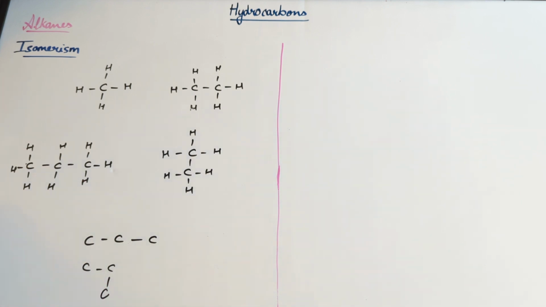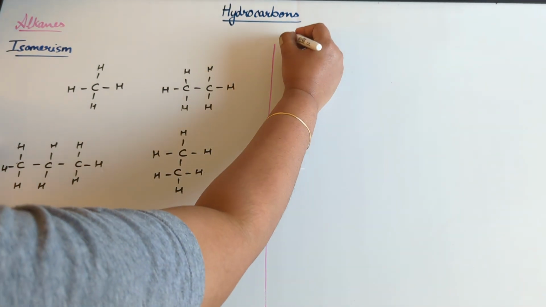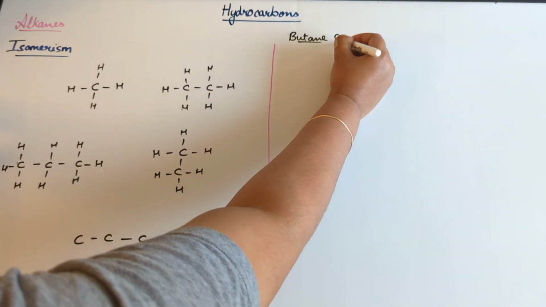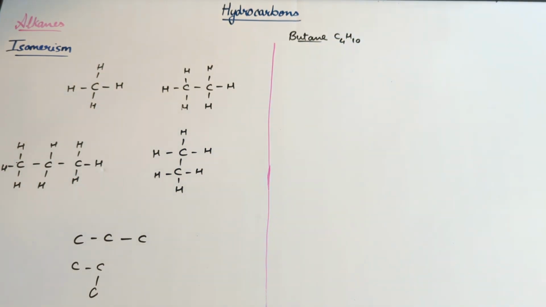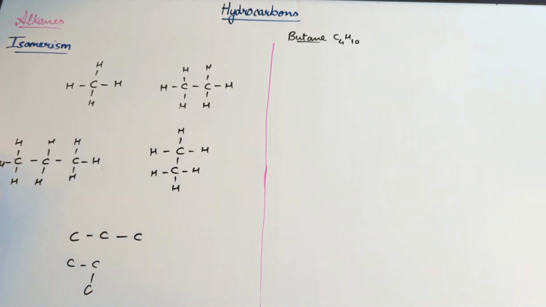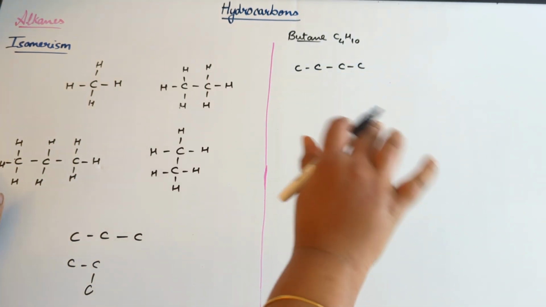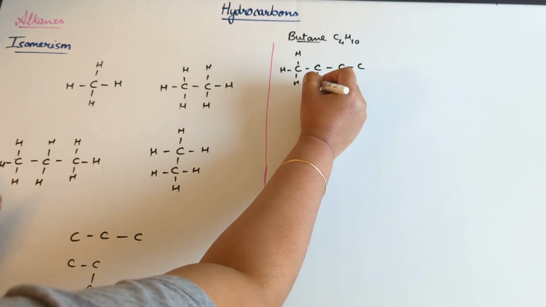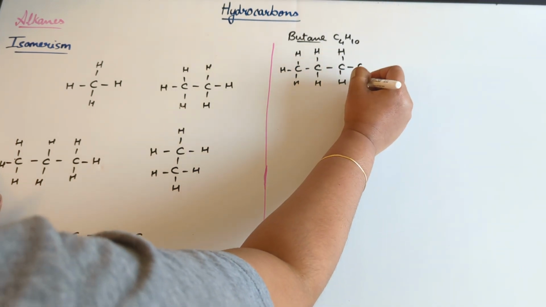Okay. So let's start with butane. Now butane's formula is C4H, 4 2s are 8 plus 2, that's 10. Pause the video right now and try drawing the various structures. So let's start with the easiest one of the lot. So this is going to be a straight chain. So I can just fill in the hydrogens after. So this is a straight chain butane. It's a butane.